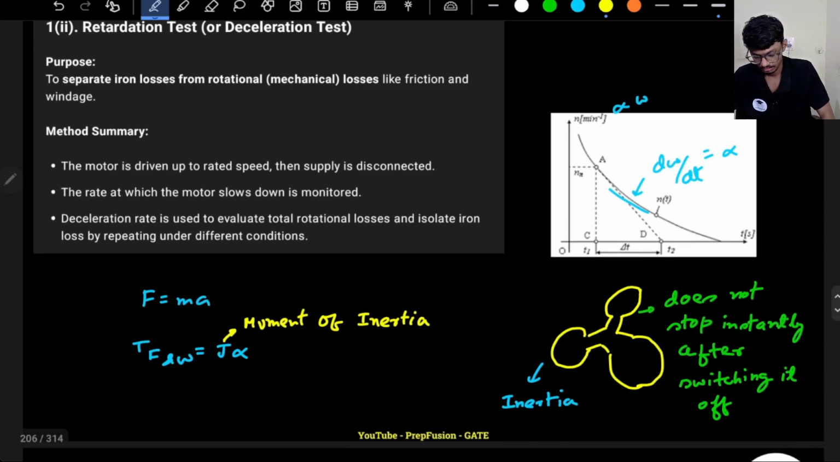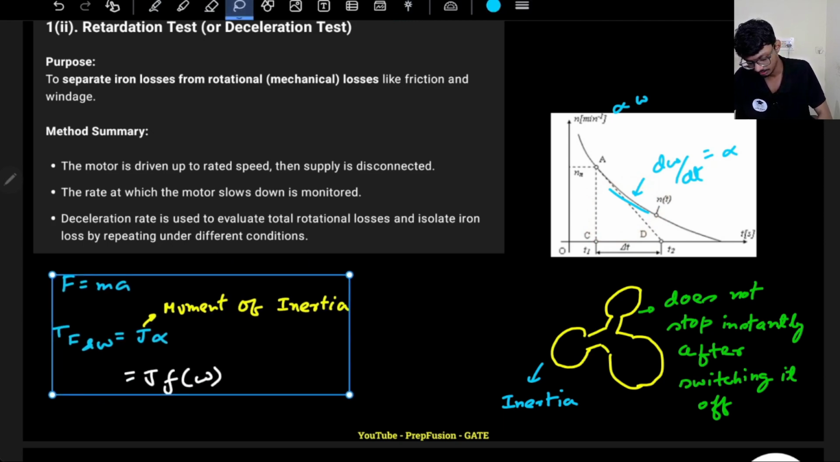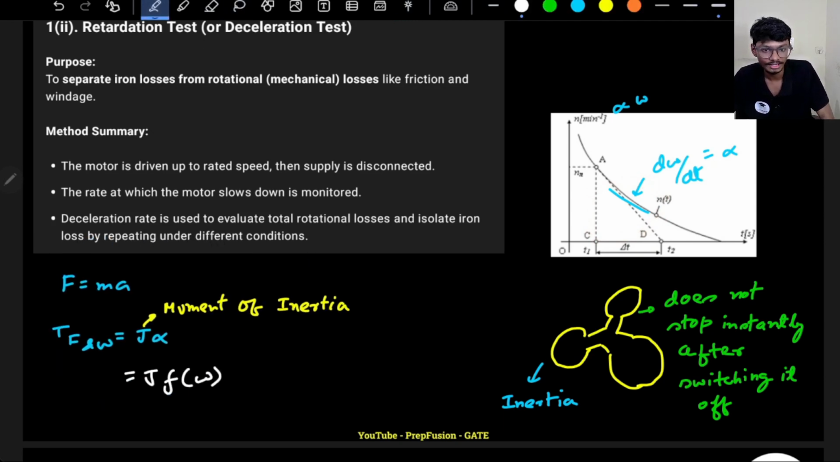So J is a constant number; J will be constant only. Alpha will be a function of omega, the speed, right? And if I am able to find out the energy loss, basically I have to find out the overall energy loss.